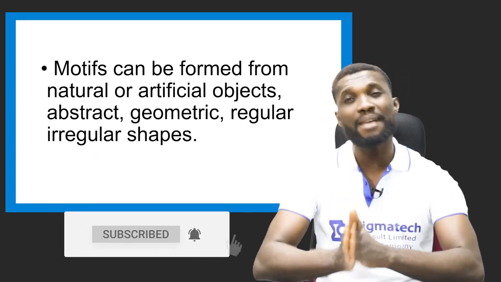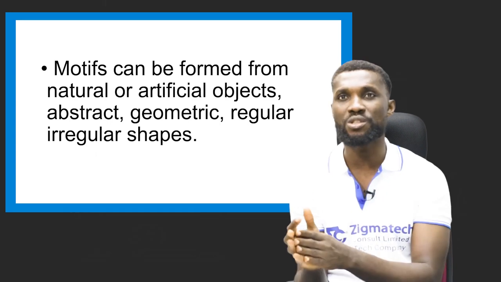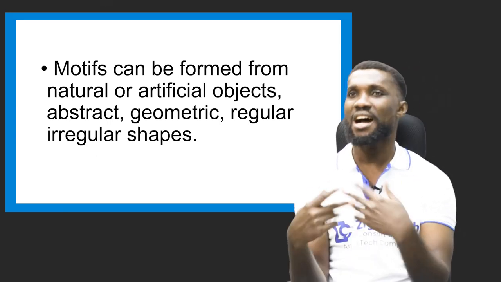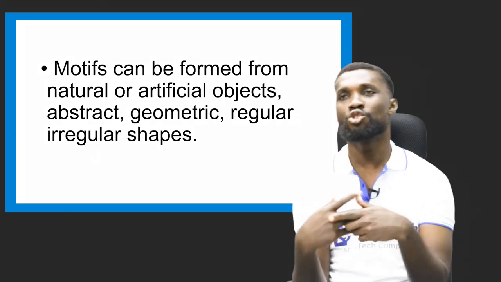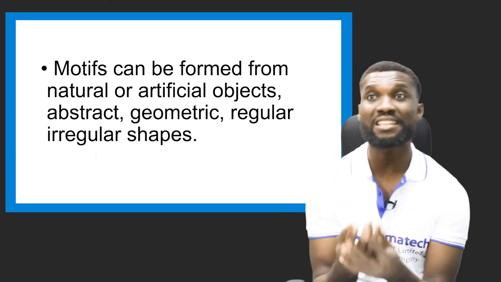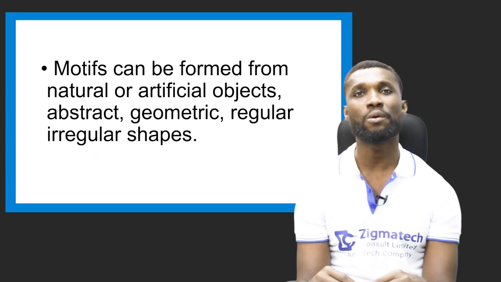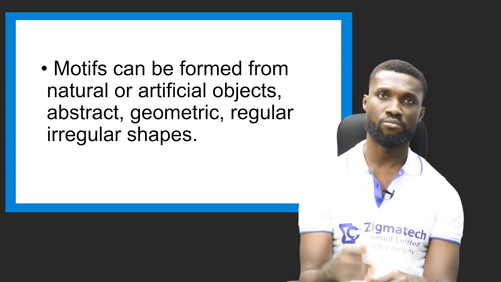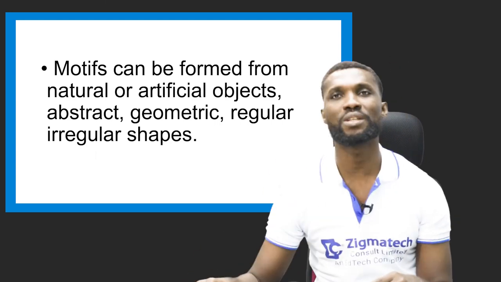Remember, these are the types of motif. Whenever I say mention the types of motif, you can now say natural motif, artificial motif, abstract motif, geometric motif, irregular motifs, irregular shapes, or regular shapes. All these are the types of motif. All right, so now let's proceed.